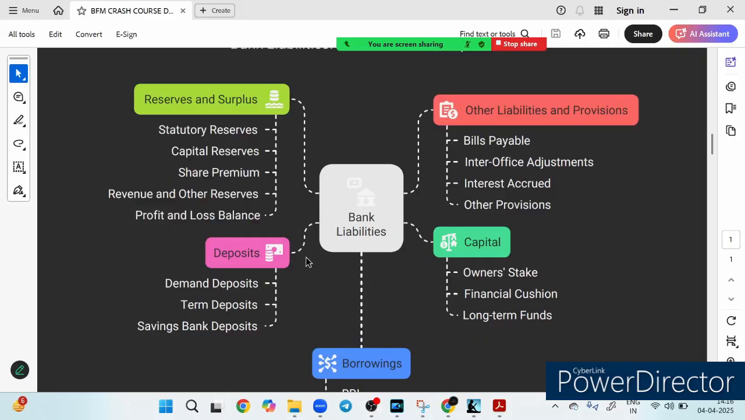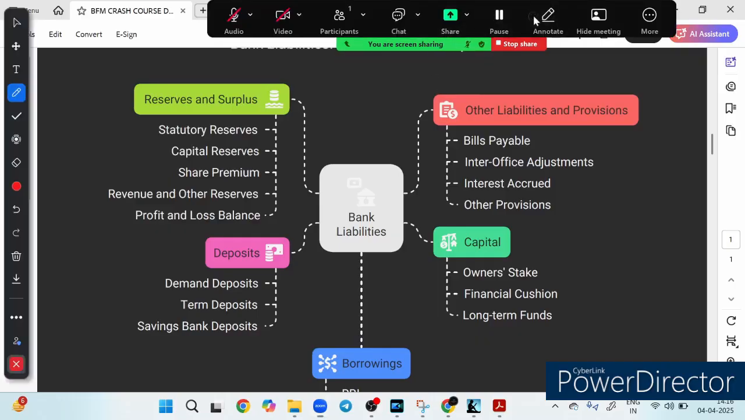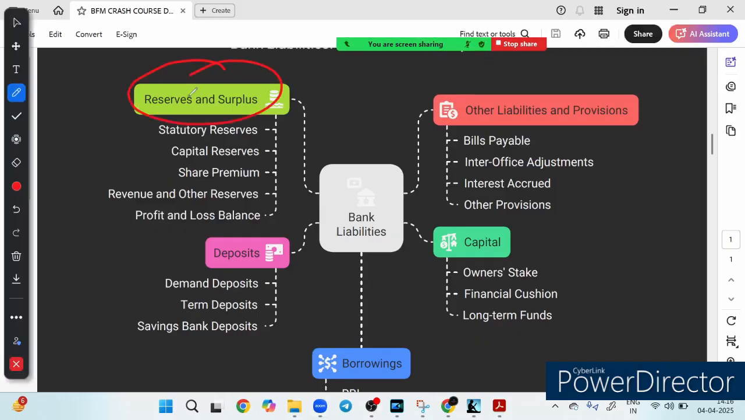Then we have reserves and surplus, which we call extra protection. Here you can see reserves and surplus. So the bank also sets aside money as reserves and surplus, which include a statutory reserve. What is the meaning of a statutory reserve? It means a portion of profit kept aside as per legal requirement. Capital reserve and share premium. What is the meaning of these two terms? So basically these are the money raised from shareholders. And then we have revenue and other reserves, so any leftover earnings that help manage future risk. So these reserves act like a financial shield, protecting the bank from unexpected loss.